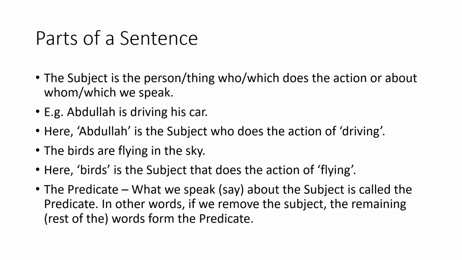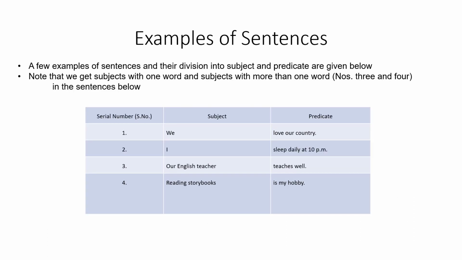The birds are flying in the sky. Here, the birds, that's the subject that does the action of flying. So the predicate, what we say about the subject, is called the predicate. In other words, if you remove the subject, the remaining words form the predicate. Okay. Now here are a few examples of sentences, which clearly divide into subject and predicate.